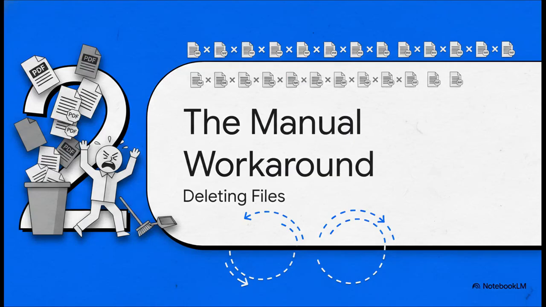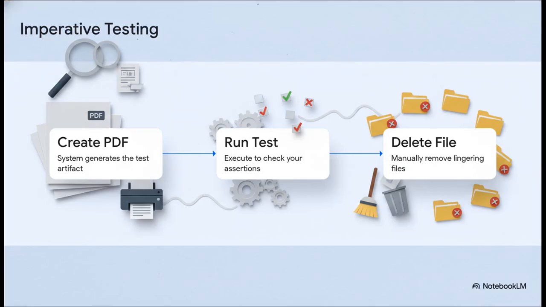And Section 2 explores the knee-jerk reaction we all have to that clutter, the manual workaround. Now, this perfectly illustrates what the author calls imperative testing. Just look at the sequence. Let's say you're building tests for an ebook converter. You decide, hey, I'm going to use actual integration testing instead of just mocking the results. Sounds good in theory, but here's what happens.